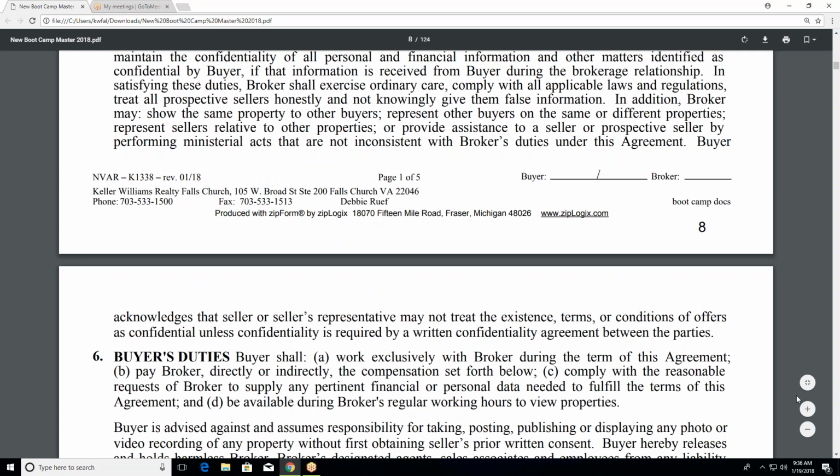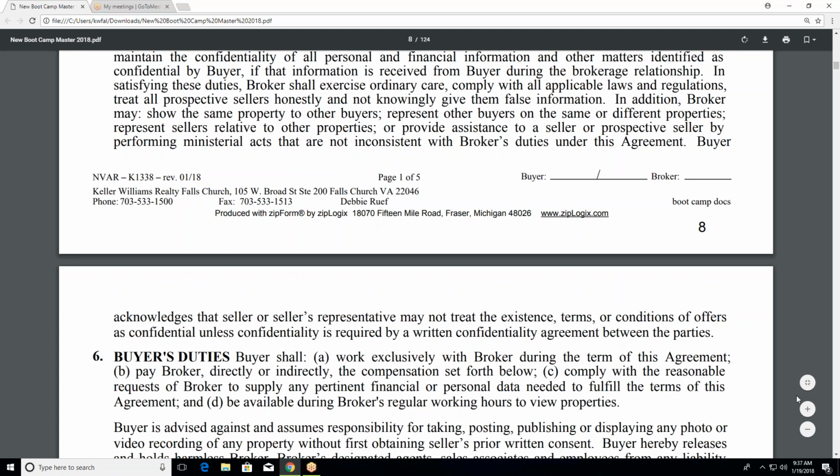But that paragraph gives Dennis the right to represent more than one person, as it gives the whole brokerage the right to show the same property to other people. Okay? Any questions? Okay. Buyer's duties. Buyers shall work exclusively, which means solely, with the broker during the term of the agreement, pay the broker directly or indirectly the compensation set forth below, comply with reasonable requests of the broker to supply any pertinent financial or personal data needed to fulfill the terms of this agreement, and be available during broker's regular working hours to view properties.